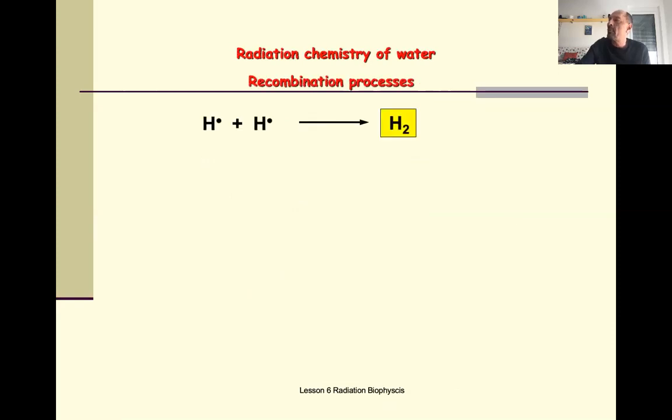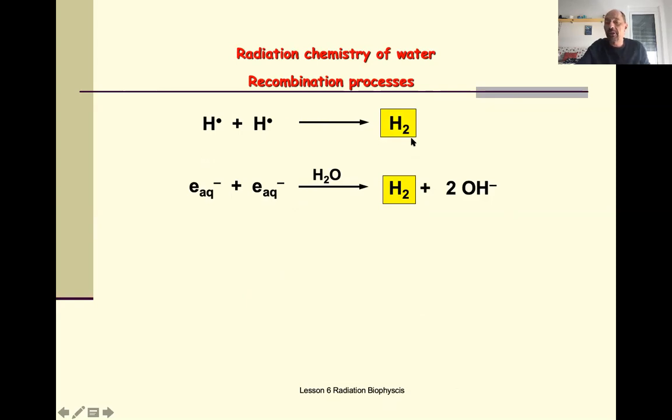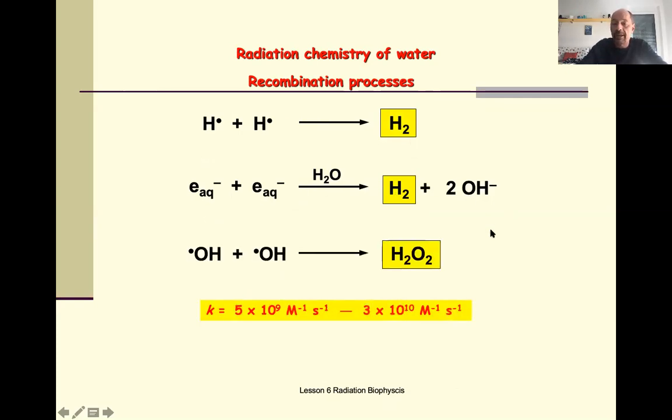And this is now the recombination process. So what happens to these free radicals? For example, hydrogen free radicals can easily recombine with another hydrogen free radical, and you will have a hydrogen molecule. If you have a recombination of aqueous electrons, then you will have again H2 plus 2 OH minus. The recombination of two hydroxyl radicals is interesting. Hydroxyl radicals are among the most common output of radiation chemistry, and their recombination gives hydrogen peroxide.